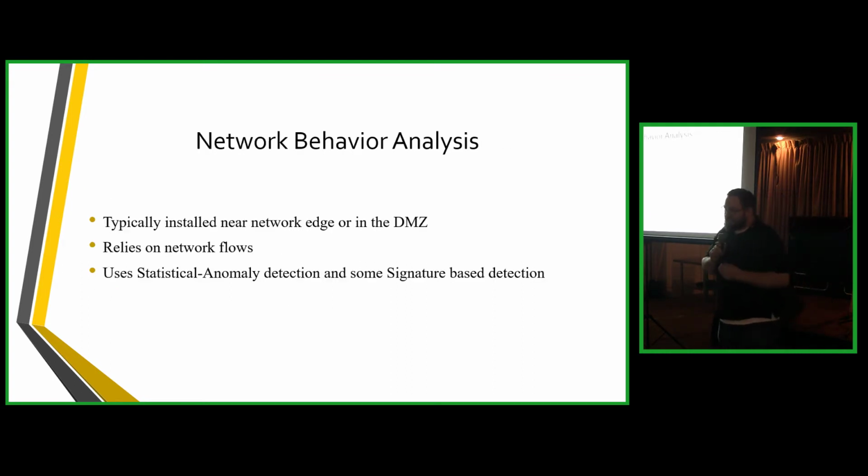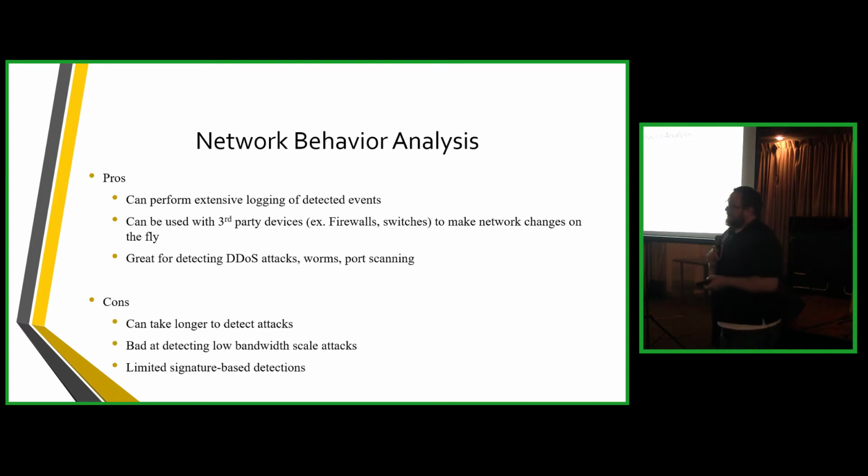And then we have our network behavior analysis, which a lot of organizations use out of band, or they'll put it before your edge router or your firewall. It's analyzing network flows. It uses statistical anomaly detection. Some do have some signature-based capabilities, very limited, however. So it's really good at some specific items. It's really good at detecting DDoS attacks, worms, port scanning, or just general things that generate a lot of network activity.